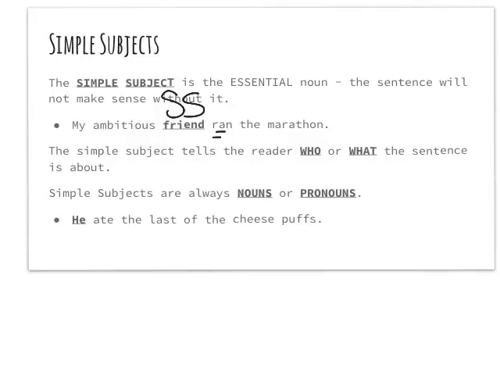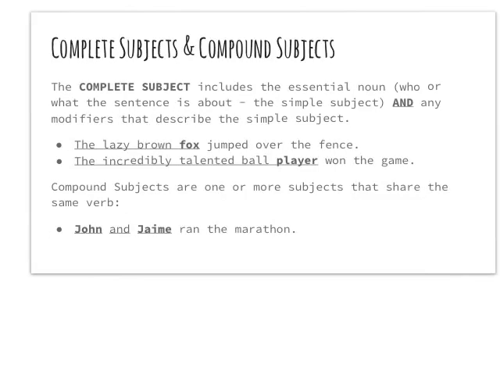Another example on this page shows the pronoun as the simple subject. He ate the last of the cheese puffs. Who or what is the sentence about? It's about he. Complete subjects include that essential noun, that simple subject, plus any other words that modify that essential noun in the sentence. The lazy brown fox jumped over the fence.